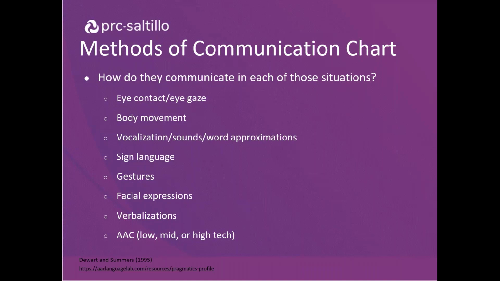So for each of them, it talks about those different areas, and then are they communicating by eye contact or eye gaze? Are they using body movement? As the list goes on here, all the way up to AAC. And is it low-tech AAC, mid-tech, or high-tech? Taking inventory of how they currently communicate information to you will help with the goals for AAC, as well as targeting how to increase or improve the efficiency of how they're communicating for that reason.